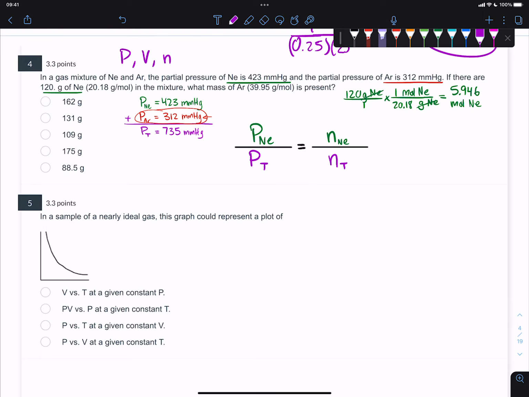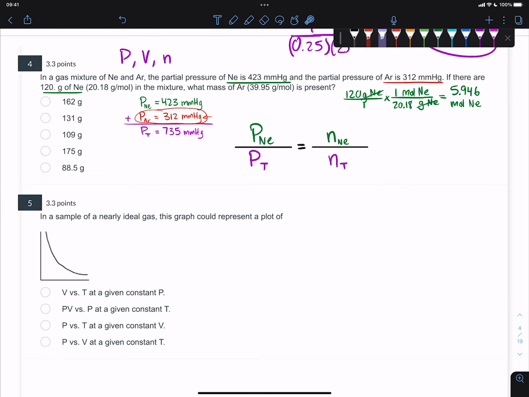There are a bunch of ways to do these types of problems. It all comes down to parts over wholes, so just kind of tracking things carefully. In this case, we're just setting up a direct proportion. So we know the partial pressure of neon, and we easily figured out the total pressure. So this is some fraction, this is some decimal, and if you wanted to turn it into a percent, you could do that. We also know the moles of neon by turning our grams of neon into moles of neon. So in this method, we're actually going to solve for the total number of moles of gas, and then realize that the total number of moles of gas is going to be equal to the moles of neon plus the moles of argon. So we're going to figure out the total number of moles of gas.